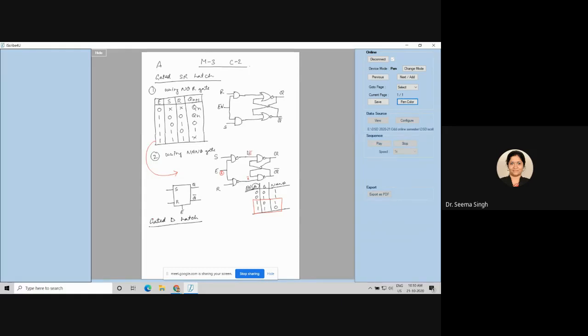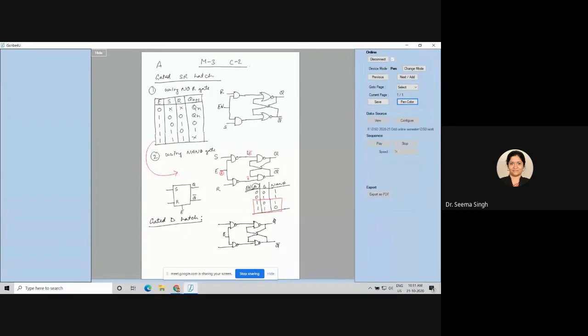Now what do you mean by gated D latch? Gated D latch is the same thing as this SR latch, and only a small change is there. I am drawing this circuit again. Exactly the same circuit which I am copying from the SR latch. So no change as of now.